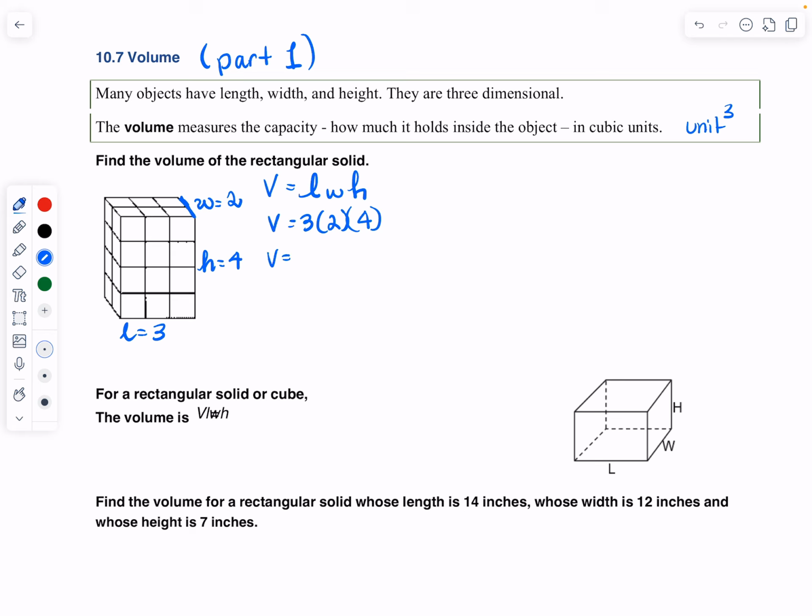And when I do that, I get 3 times 2, which is 6. 6 times 4, which is 24 units cubed. So again, they're cubic units.